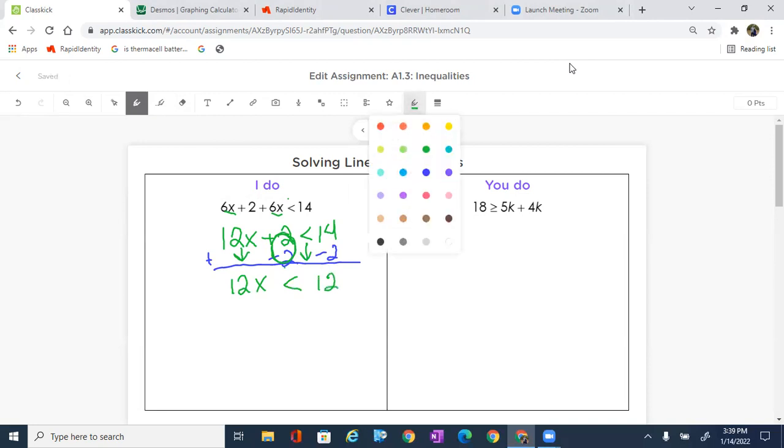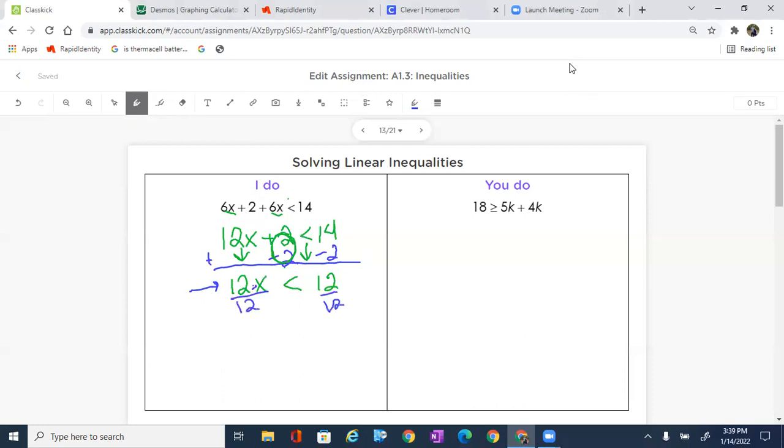Now at this point, we're going to get rid of that 12 that is attached to the x. We want to get rid of every number that is attached to x. It is attached by multiplication, so we are going to divide by 12 on both sides. 12 divided by 12 will be 1. They're inverses of each other. So x is less than 12 divided by 12, which is also 1. Notice the inequality stays the same because we're not multiplying or dividing by a negative value.